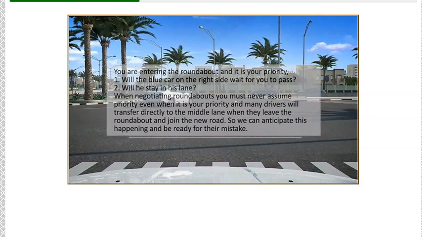You are entering the roundabout and it is your priority. Will the blue car on the right side wait for you to pass? Will he stay in his lane? When negotiating roundabouts you must never assume priority even when it is your priority, and many drivers will transfer directly to the middle lane when they leave the roundabout and join the new road. So we can anticipate this happening and be ready for the mistake.